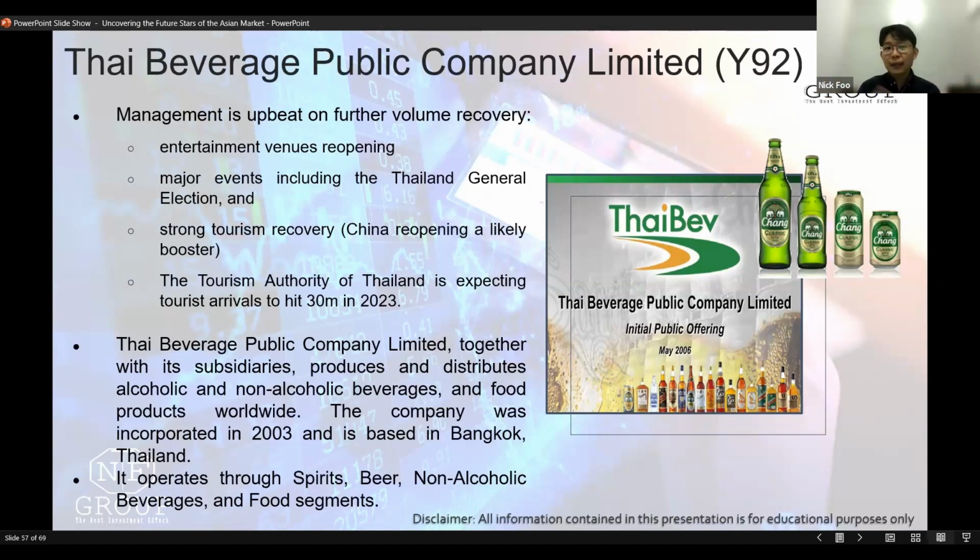When you go to Thailand, you want to see beautiful things. When you see a beautiful thing, how could you not drink some alcohol, ladies and gentlemen? Okay, so if you look at the latest quarter result, which is quite good, I think it is because of the entertainment venues reopening, and last year they had the Thailand general election and a strong tourism recovery, especially from China. So these are some of the catalysts, ladies and gentlemen.